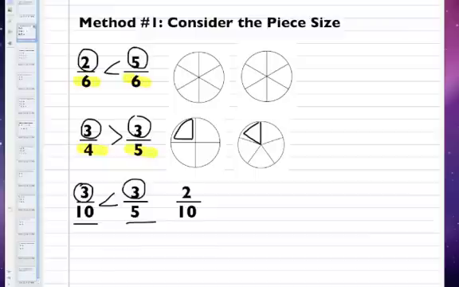Now I can compare the third. It's 2/10. Well, if 3/10 was less than 3/5, 2/10 is also going to be less than 3/5. Saying it in the other direction, 3/5 is going to be greater than 2/10.